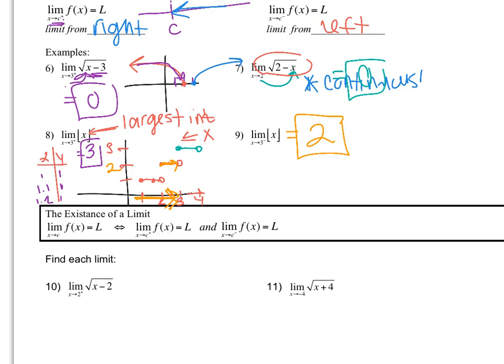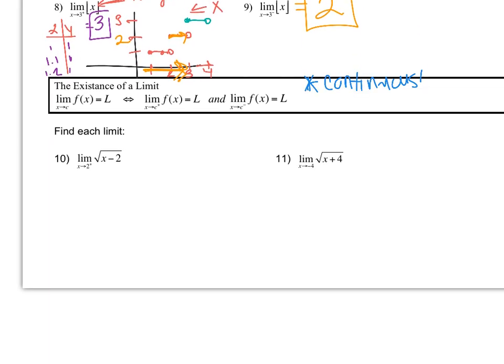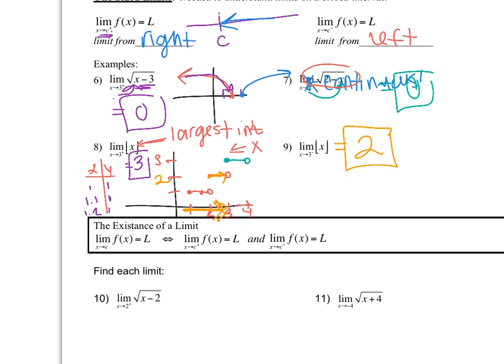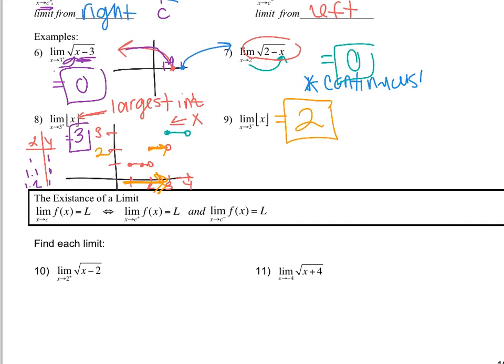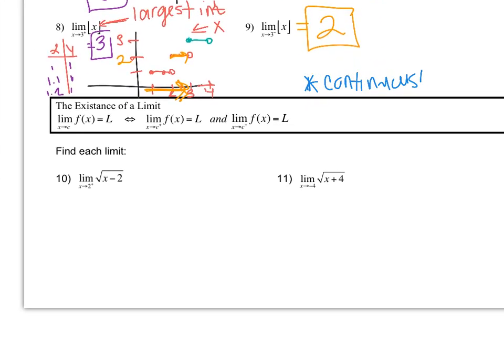All right, let's look at a few more examples here. So why is this word still... Okay, I don't know why that continuous word is just floating along with us.